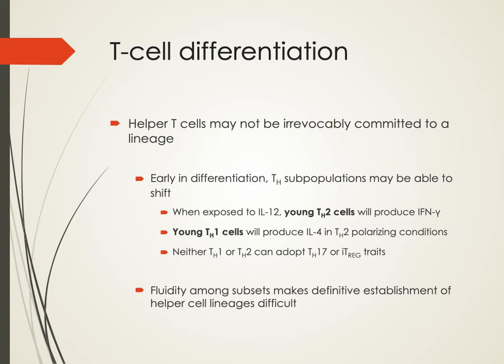So we want to keep in mind with T cell differentiation, we're talking about these linear pathways, like, oh, if you're this kind, you have to do this, and then you have to do this. But the reality is there's fluidity, and just because you're a certain subtype doesn't disallow you from producing a certain cytokine. So there are some Th2 cells that actually can produce interferon gamma when they get exposed to IL-12. There are also Th1 cells that will produce IL-4 when they're in Th2 conditions.